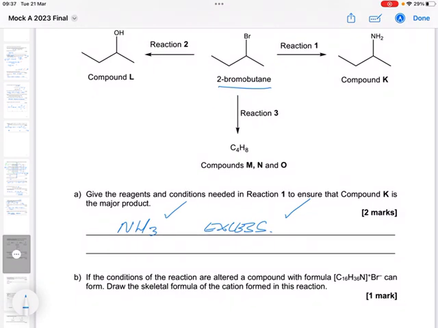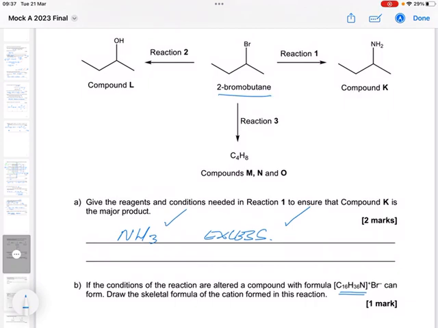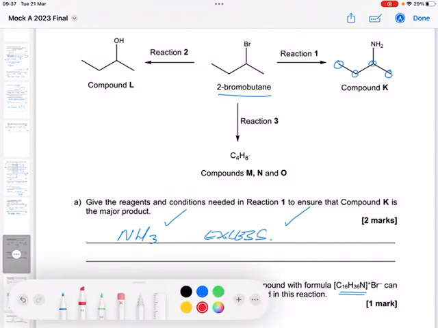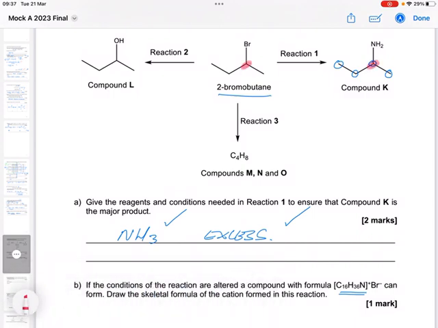Part B, if the conditions of the reaction are altered, a compound with the formula C16H36N. Okay, so how many carbons do we have coming off the nitrogen here? So we've got 1, 2, 3, 4, and in fact let me get the highlighter on, and it joins at that point there, which is where that bromine is.